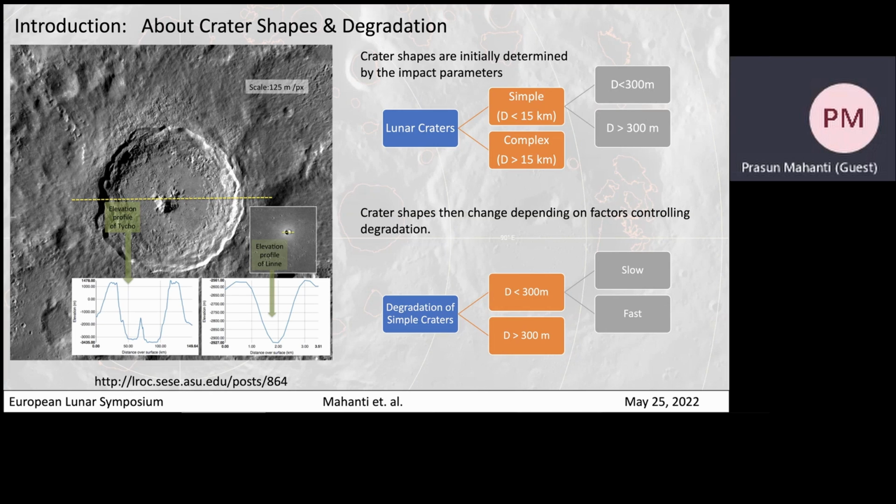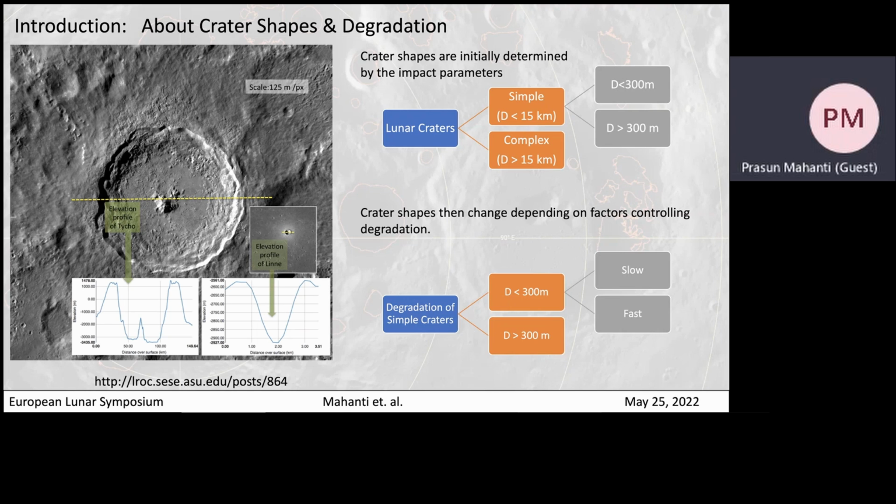So the shapes of the crater are initially determined by the impact itself, by the impact parameters. For example, the size of the impactor, the initial velocity of the impactor, the angle of the impact, and the target property. But once the crater is formed, the degradation mechanisms take over. They keep on changing the shape of the crater, and it's the factors which control the degradation that change the shape.